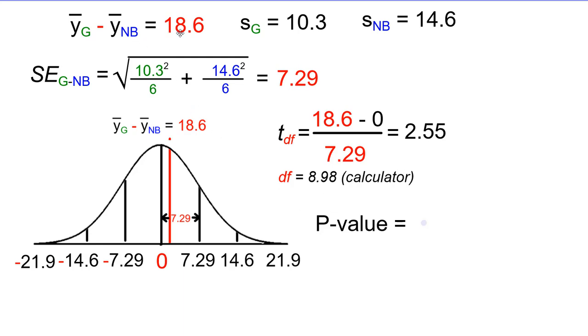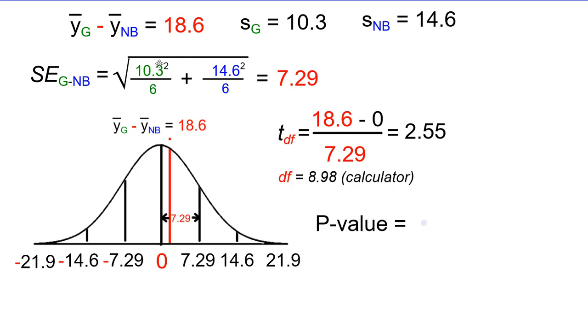Okay, so our difference was 18.6 in the two means, the mean for the generic minus the mean of the name brand. The standard deviations for the two samples are given there. So to find the standard error for both of those, we do the Pythagorean theorem. So this is the standard error for the generic plus the standard error for the name brand, and notice we're squaring the standard errors, which gives it back to variation.